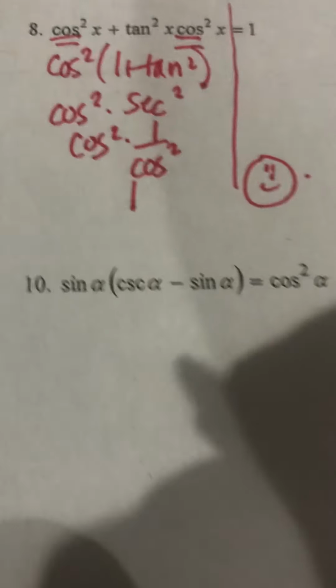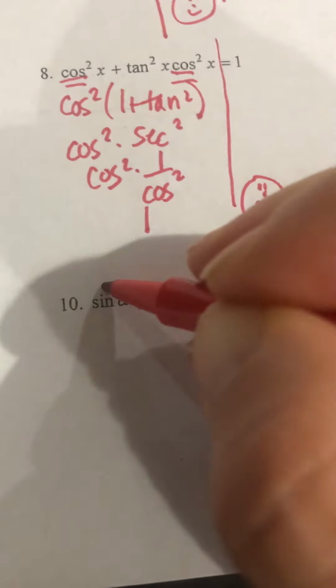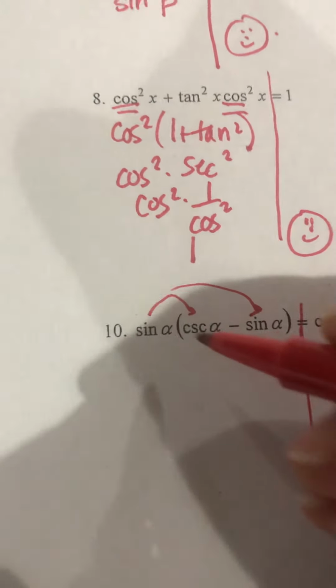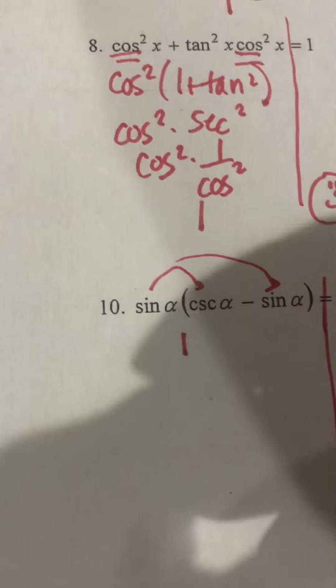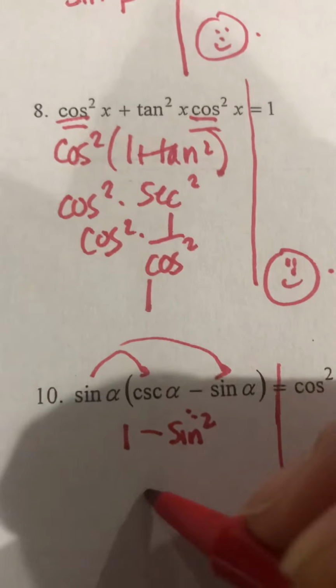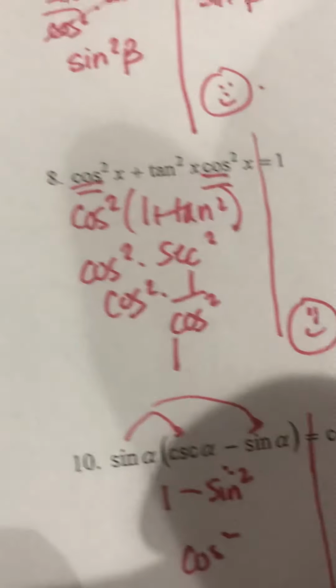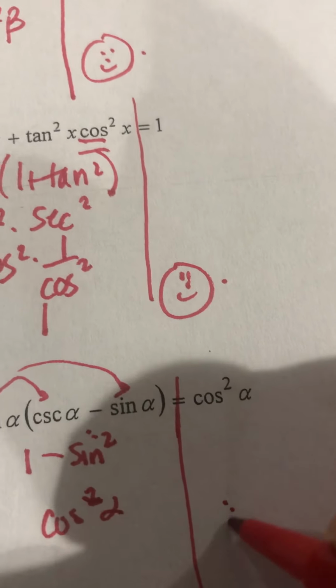The last one here, let's see, if I distribute sine times cosecant, and I'm fine if you say sine times cosecant is 1 because the sines cancel, or you can write that out if you want. 1 minus sine squared. Again, from our Pythagorean identity, if I move sine squared to the other side, 1 minus sine squared is cos squared, and then I got it. And I should put the alpha in there, cos squared.